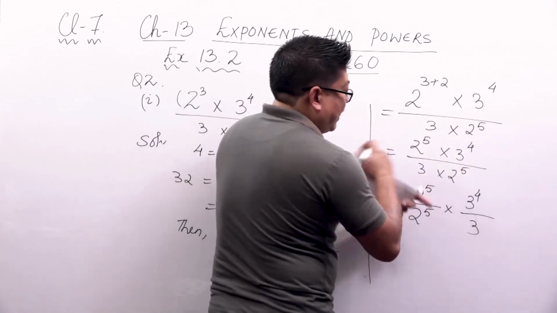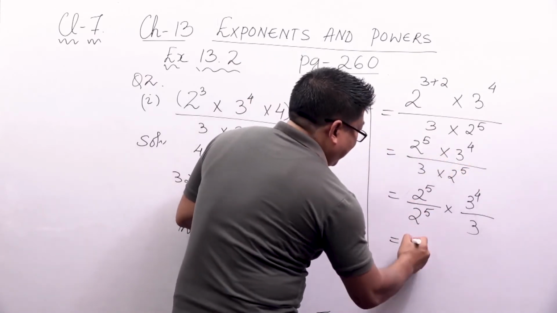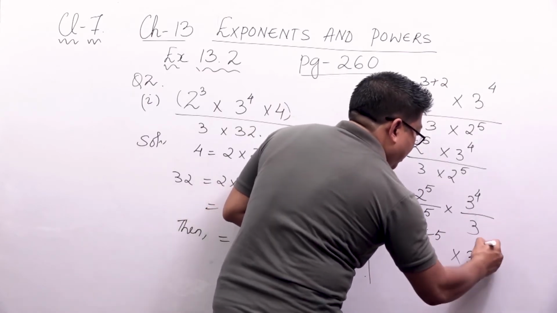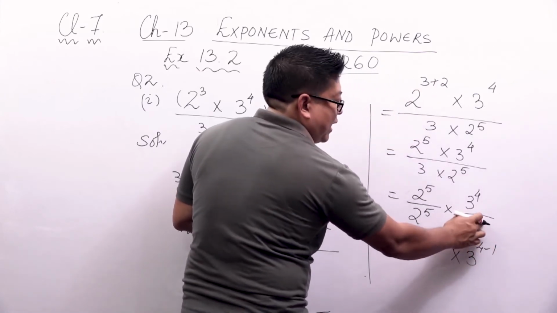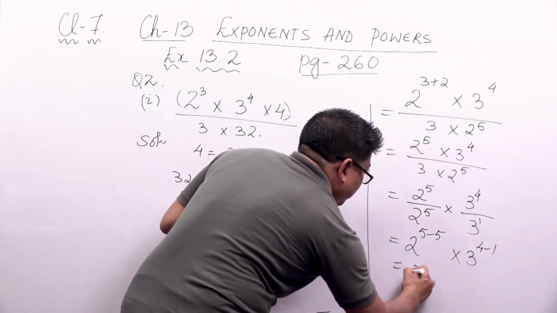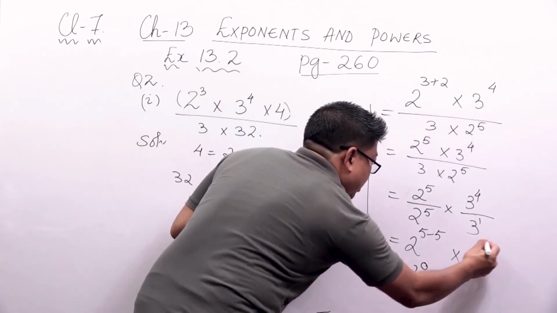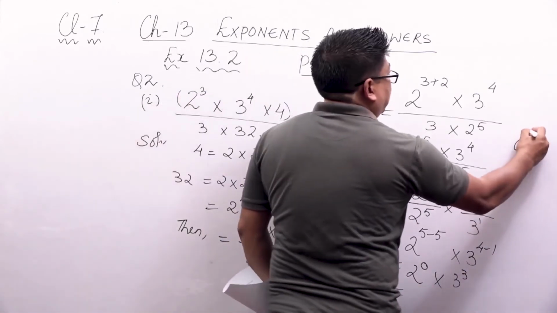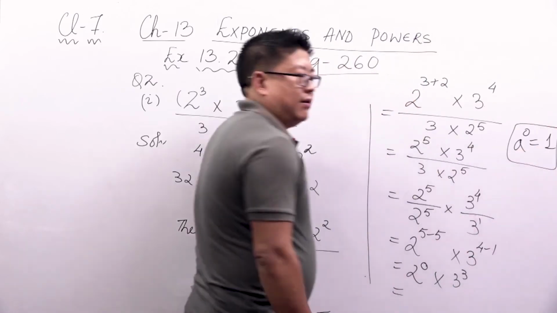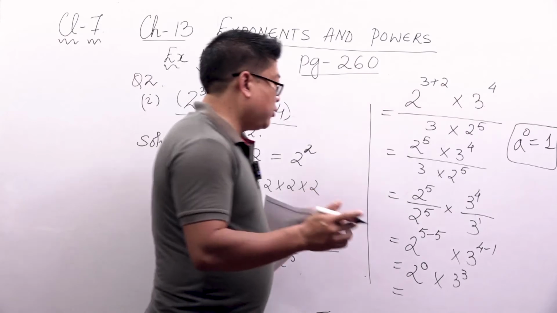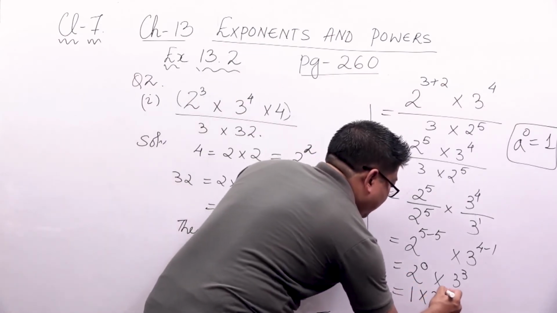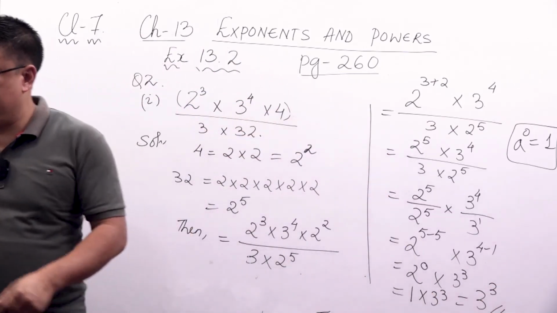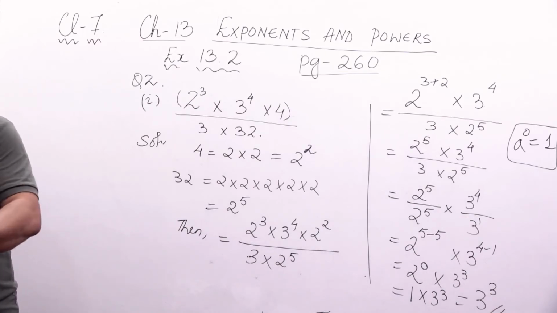Okay, I am taking them together, the same bases. So this is divide. So 2 divide means the power will be subtracted, into 3 to the power 4 minus 1. No power is shown here means it is 1. Okay. Now 2 to the power 0, 5 minus 5 is 0, into 3 to the power 3. We already learned about this: a to the power 0 is always 1. That means any number to the power 0 is always 1. So 2 to the power 0 is 1 and 3 to the power 3. So this we can write as 3 to the power 3. And that will be our answer for this question.